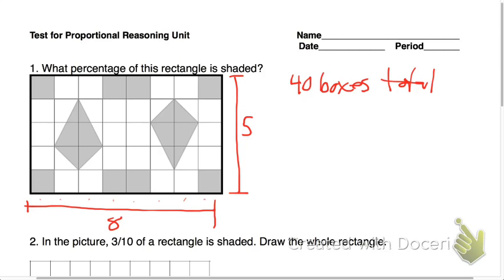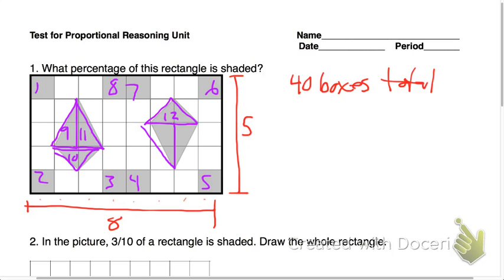So now I need to figure out how many of them are shaded. So there's 1, 2, 3, 4, 5, 6, 7, 8. This right there is one box, that's 9. These two halves together make another box, that's 10. These two pieces make a full box, 11, 12, 13, 14. So it looks like I have 14 boxes out of 40 total.